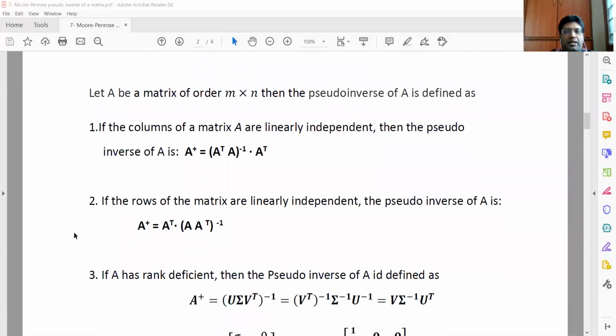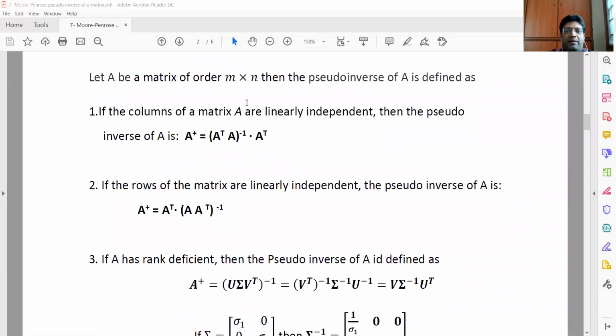So the procedure is like this. Let A be a matrix of order m by n. Then the pseudo inverse of A is calculated like this. If the columns of the matrix A are linearly independent, then the pseudo inverse of A uses this formula: A plus equals A transpose A inverse multiplied with A transpose. If the rows are linearly independent, then the pseudo inverse formula is the second one.